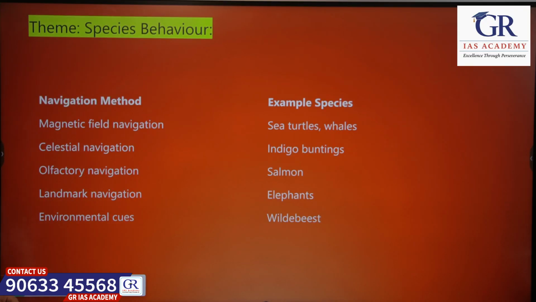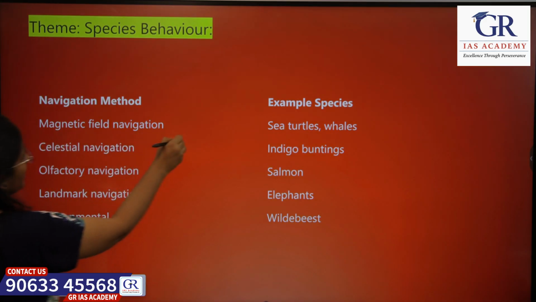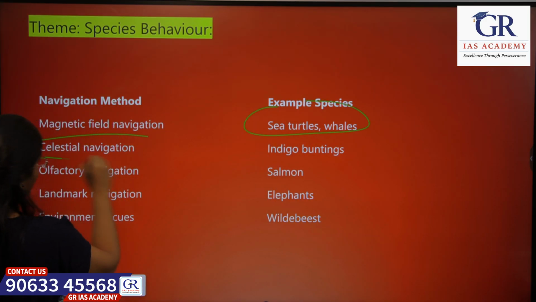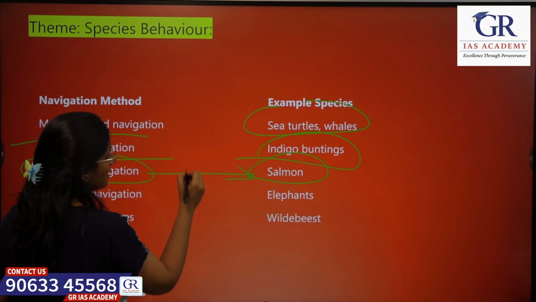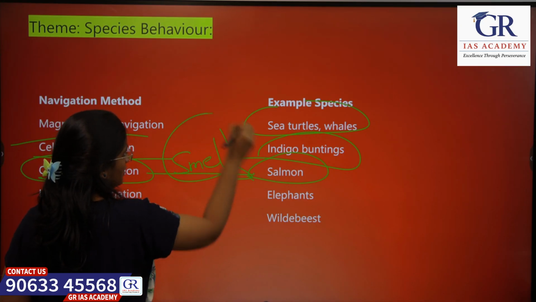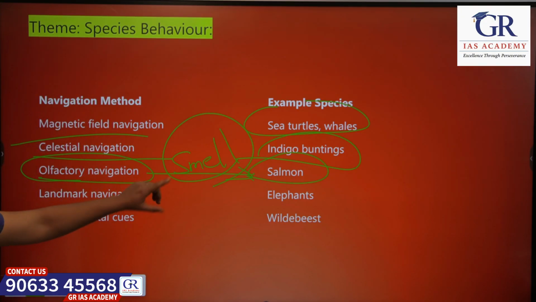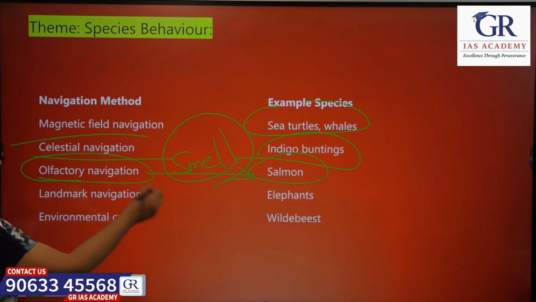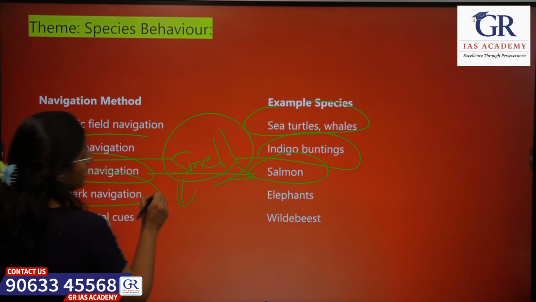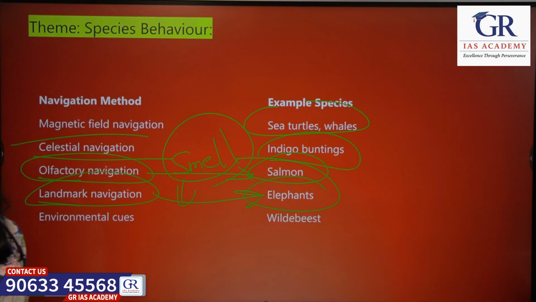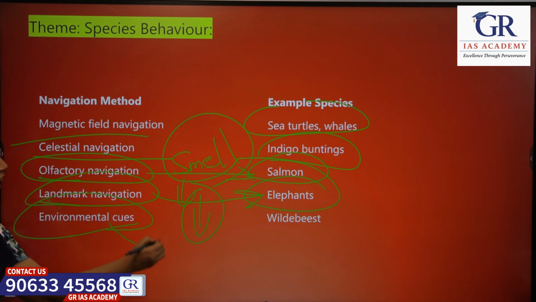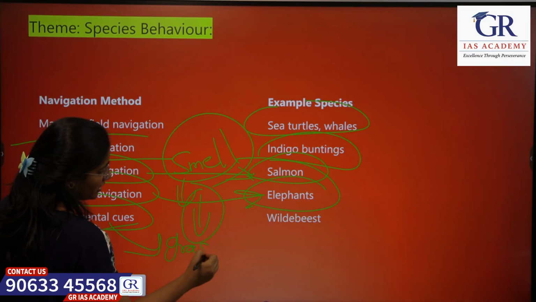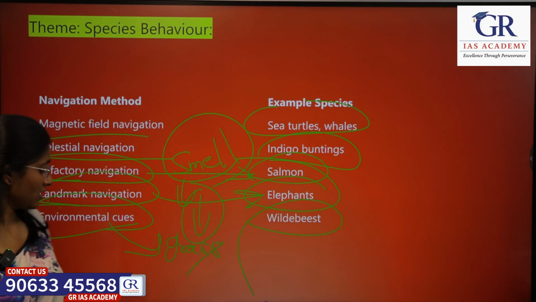So these are other examples. Magnetic field navigation is used by sea turtles and whales, celestial navigation by indigo buntings. Olfactory navigation is used by salmon. We didn't discuss this. Olfactory means smell organs, that is, the nose. So salmon use smell to travel, and we'll discuss this in our next class. Landmark navigation: elephants remember landmarks to travel from one place to another. It is called landmark navigation. We will discuss this also in our next class. Environmental cues like rainfall and available grass vegetation are used by wildebeest.